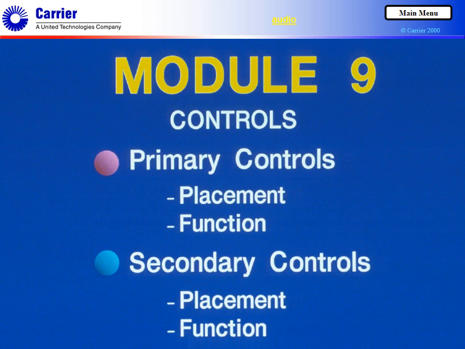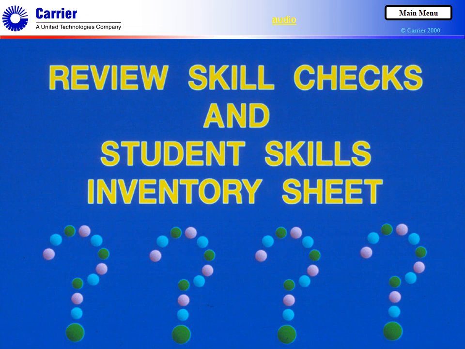In the next module, we will train you in the function and placement of the more common controls used on air conditioning systems. Now is a good time to take stock of what's been gained during your study of this module. Review the skills shown on the Student Skills Inventory sheet located at the back of this booklet. It should encourage you to see that you have many more of these skills now than when you first began this module. There probably are some areas that need additional review.